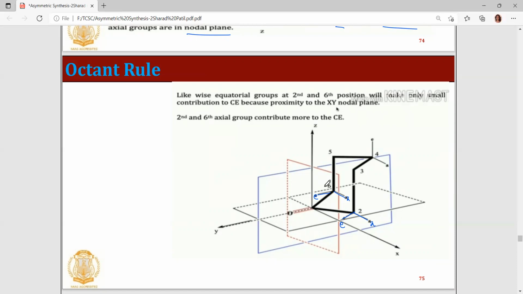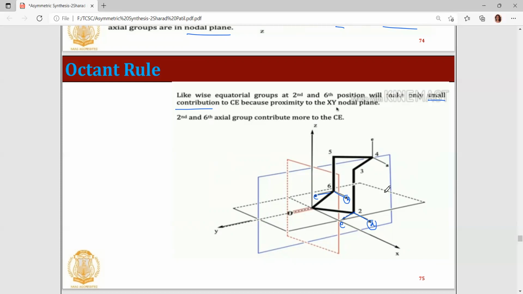Okay. So the axial positions at 2 and 6 contribute more to the Cotton effect, right? But the equatorial position contributes very little, since it is parallel to this plane. Only one small, so there will be an effect, but it is a very small contribution to the Cotton effect. Okay, yes. So this is axial and equatorial. So we have covered the 2 and 6 positions.